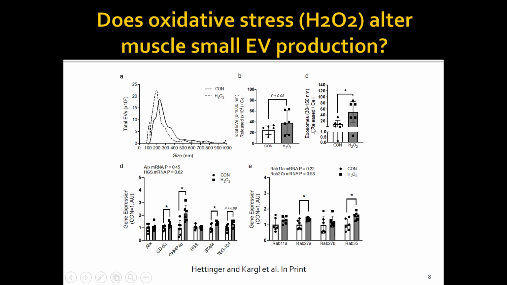And what we see is small EVs, here labeled exosomes, are actually increased after oxidative stress of the muscle cells. So we're getting more of them, and it's a result of an increase in production of EVs, which is what all these gene expression data is showing us. The next question we wanted to know was, okay, so there's more EVs. Are they good or are they bad?